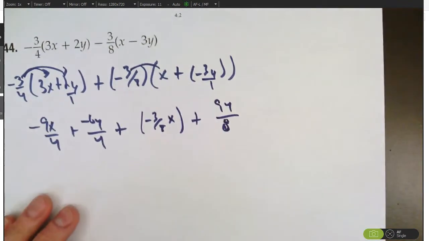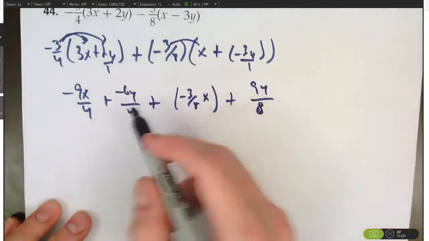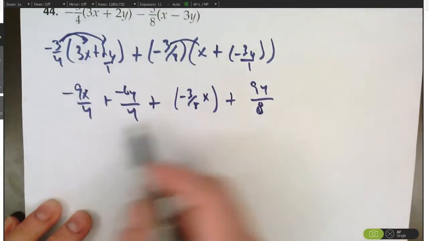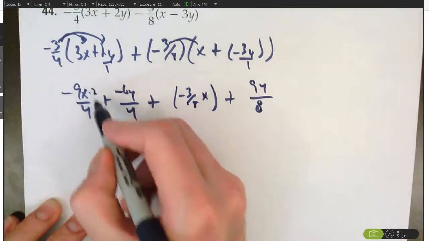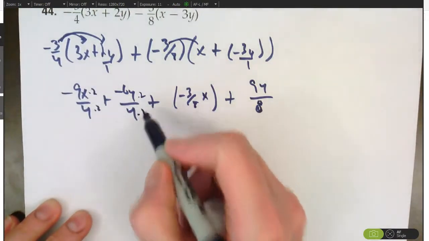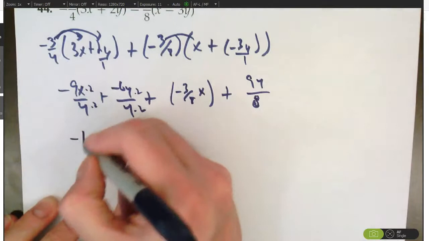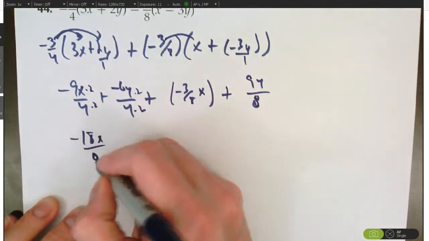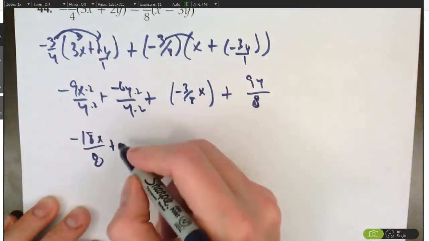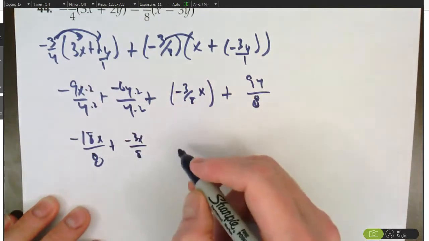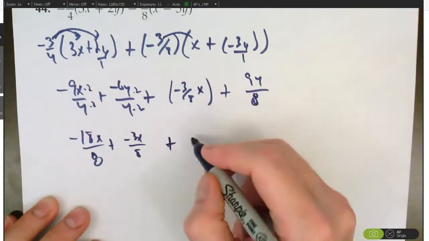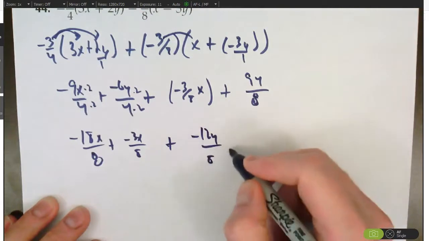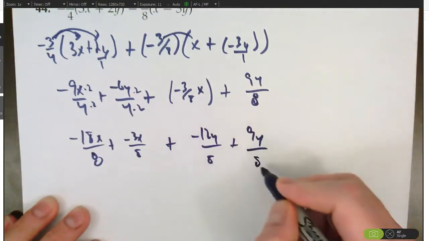Okay. Now what I'm going to have to do, unfortunately, and this is why I didn't mind leaving it, is I'm going to have to get it all in the common denominators, which is eighths. So I'll have to multiply that by 2 over 2, that by 2 over 2 as well. So I got negative 18x over 8 plus negative 3x over 8, okay, and then plus negative 12y over 8 plus 9y over 8.